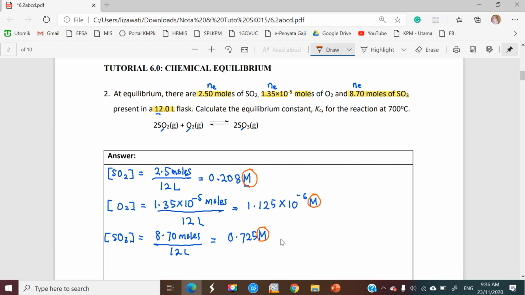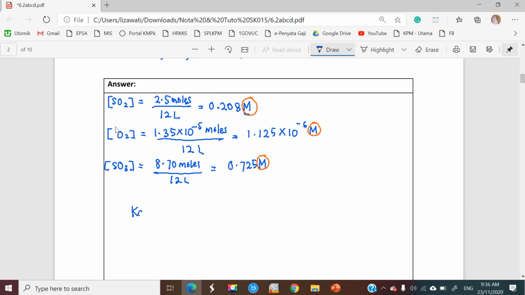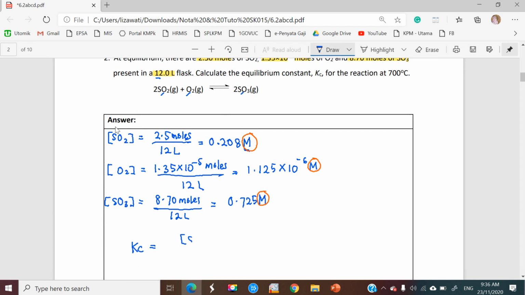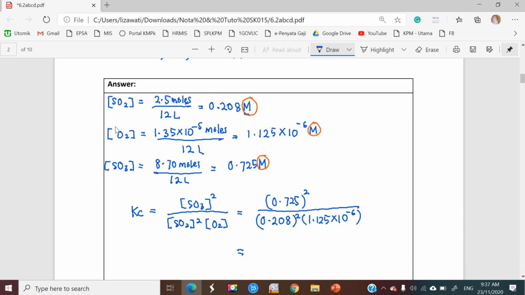Next, write the Kc expression. According to the equation here, the value of Kc is equal to concentration of SO3, since we have coefficient 2, so it becomes power of 2, over concentration of SO2 squared times concentration of O2. Next, we substitute all the values: 0.725 squared over 0.208 squared, times 1.125 times 10 to the power of negative 6. From here, when you calculate, suppose you get 1.08 times 10 to the power of 7.